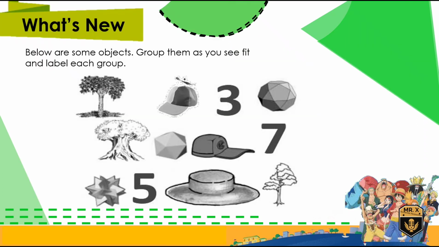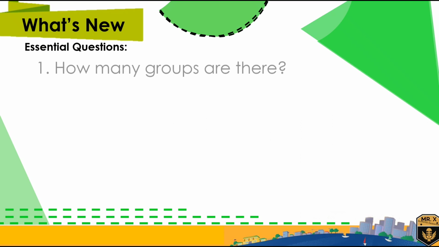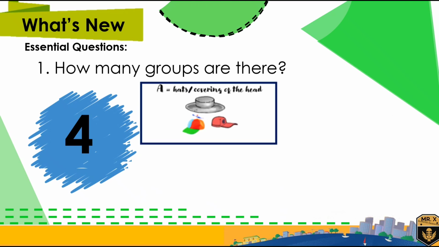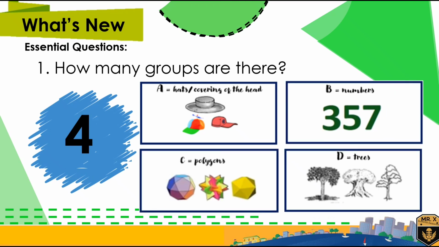Sa inyong makita sa pictures, na mga different objects, ang atong buhaton karon is ato sila i-grupo and atong ilhan kung unsa sila nga grupo. Sa picture, pila man ka grupo ang naa? Okay, there are 4 groups. One of these groups are hats or covering of the head, numbers, polygons, trees.